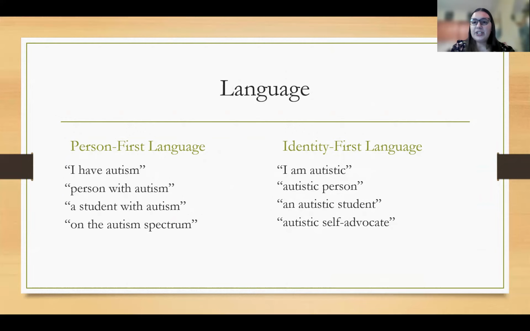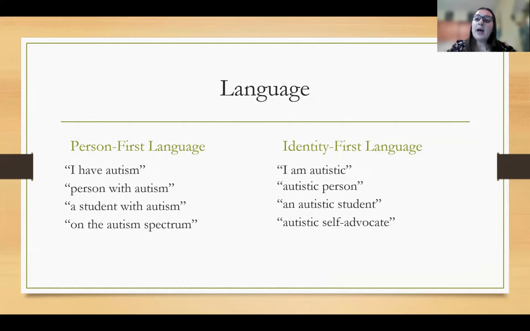So earlier you heard me mention person first versus identity first language. In the past, we as a society have used negative disability first language to talk about people with disabilities. Disability first language is saying something like a disabled person or a wheelchair bound person. Now we've shifted to try to talk about people first. So instead of saying a disabled person, we would say a person with a disability. Similarly, we could say a person with autism or a student with autism or a student on the autism spectrum.